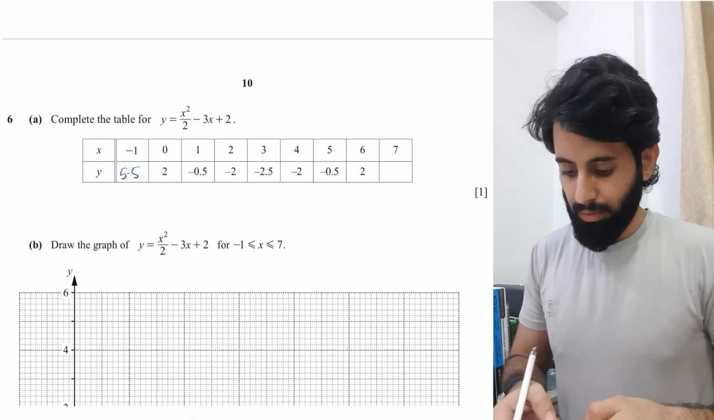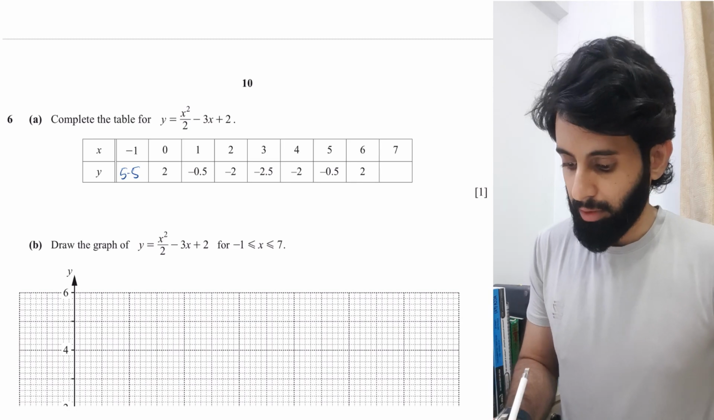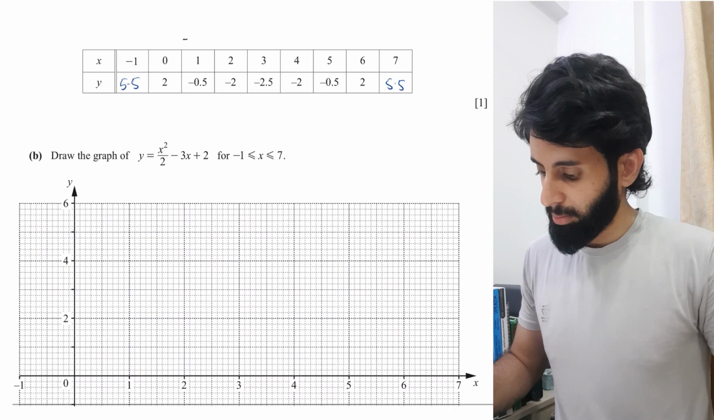And then you plug in 7, so 7 squared is 49, divided by 2, minus 3 into 7, plus 2. So you get 5.5 again. Alright, so you get 1 mark for this. And then you have to plot these points.